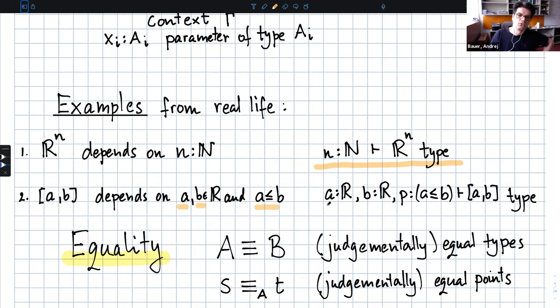So here you would say something like this. In the context, we have two parameters, a and b, which are the endpoints. But we also have a third parameter, p, which is the witness, the proof or evidence that a is less than or equal to b, and then we can form the type.